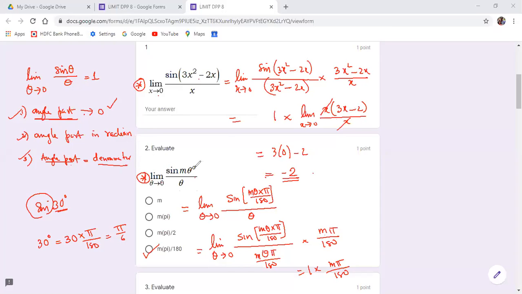In this case, theta is in degree. Convert it into radian. The method to convert degree to radian is to multiply by pi by 180. So you need to multiply m theta by pi by 180. This became radian. After converting into radian, make the angle in the denominator the same as the angle of the sine, by dividing and multiplying.